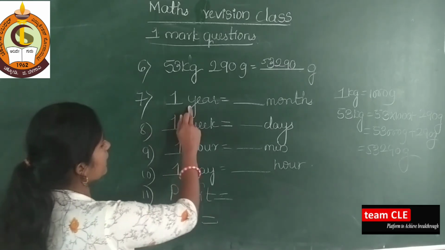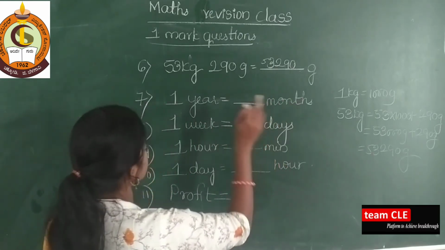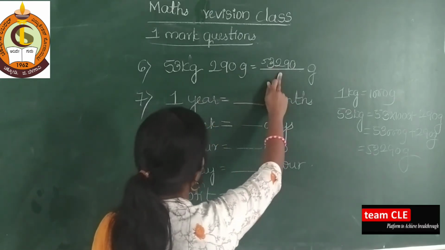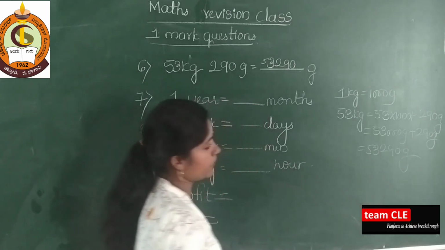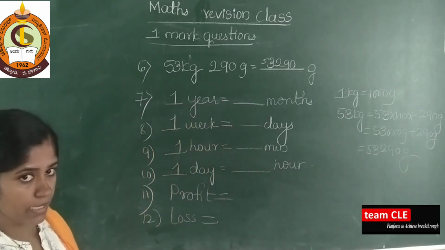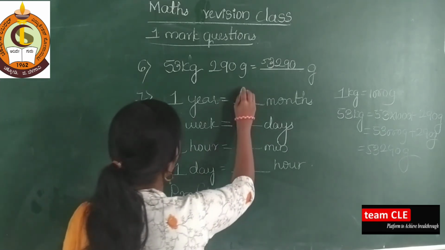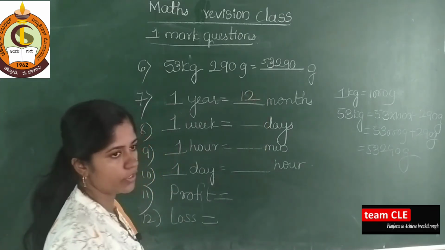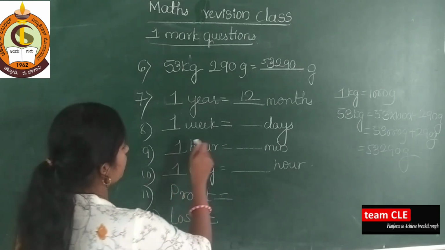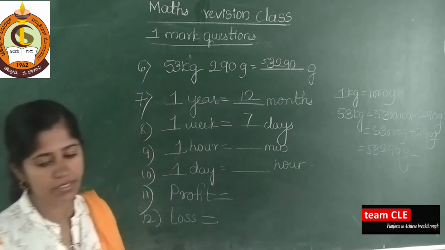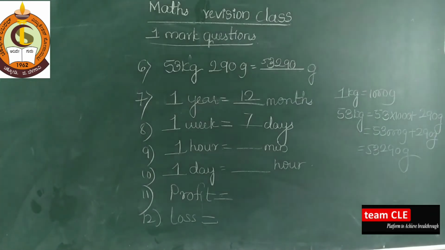So 1 year is equal to dash months. For example, if you get 1 mark means directly you write answer, and if you get 2 mark question means you need to solve these steps. 1 year is equal to 12 months. Already you know January, February, March, how many are there? 12. 1 week is equal to how many days? 1 week is equal to 7 days.